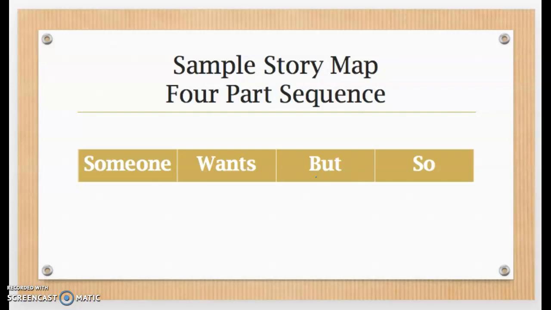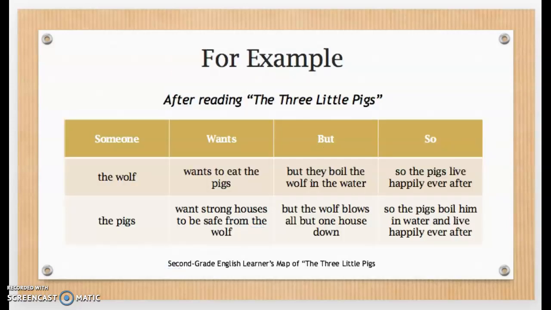Now, a sample story map, there's a 4-part sequence. So in our textbook, they use this example: someone, wants, but, so. And on the next slide, you'll be able to see exactly what I mean. So, for example, let's say we have the story The Three Little Pigs. We are all familiar with this story.